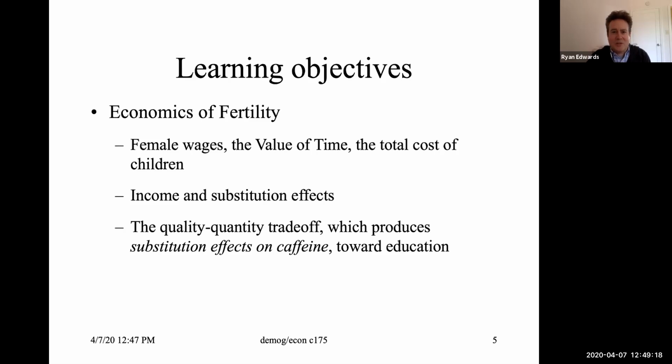So the learning objectives in the economics of fertility include things like the value of time model. That's a really big one. And it's big because we think that this really mattered a lot for historical fertility changes. And the story is about women's wages and how they rose with female education, with the declines of stigma for women in the workplace. And that feeds directly into the total cost of children. And that's the model. Income and substitution effects are part of that.